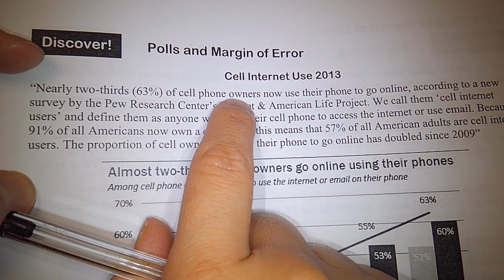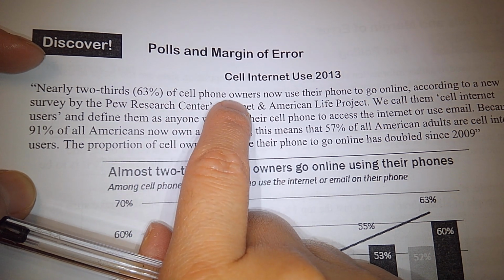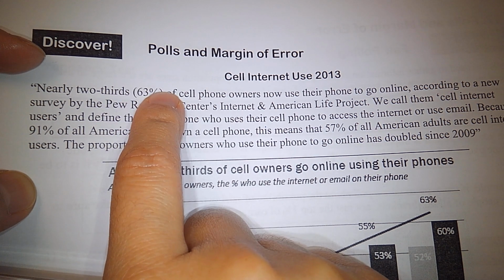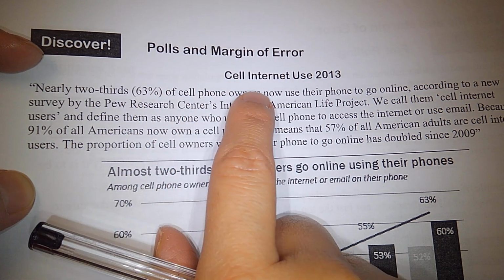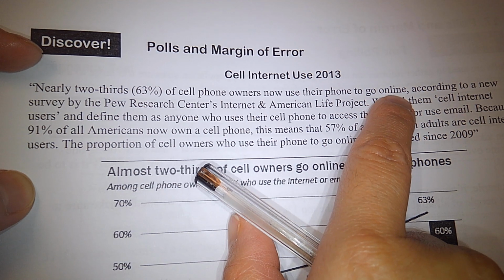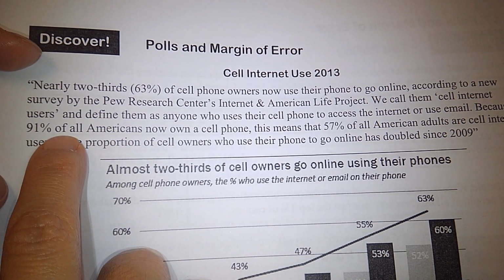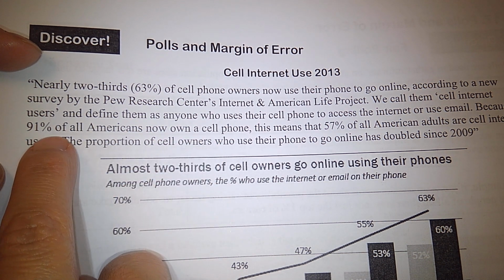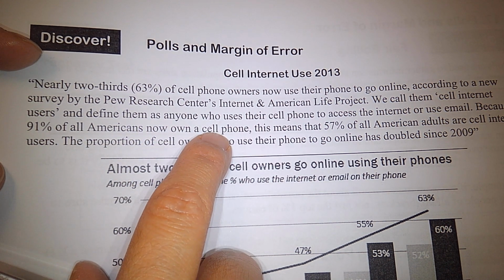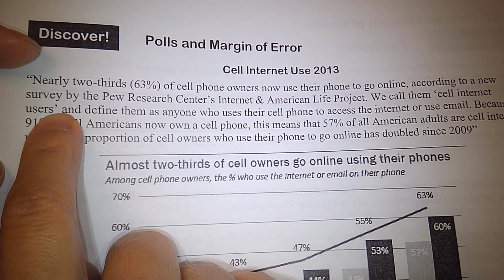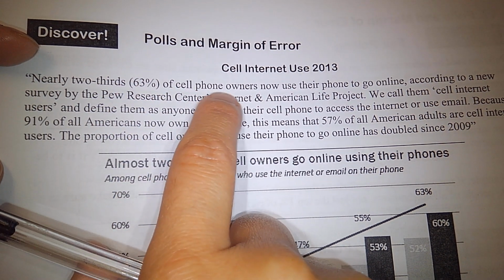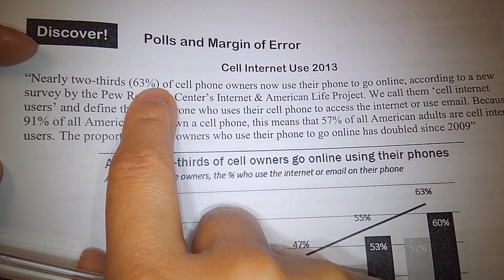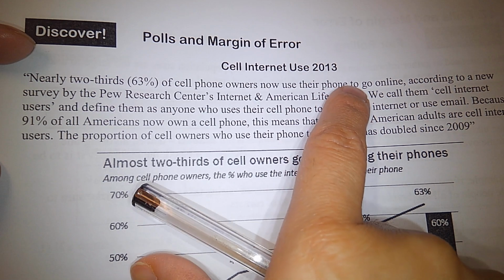63% of the cell phone owners, they already have a cell phone. So for the cell phone owners, 63% of them are using their phone to go online. What is the percentage of Americans who own a cell phone? 91% of Americans own a cell phone. Then out of this 91%, American adults who have a cell phone, 63% of these cell phone owners use their phone to go online.